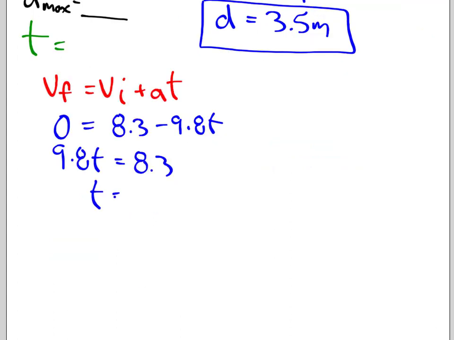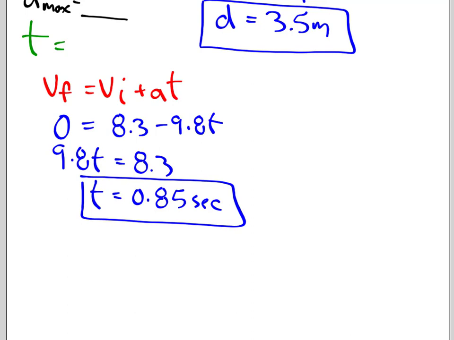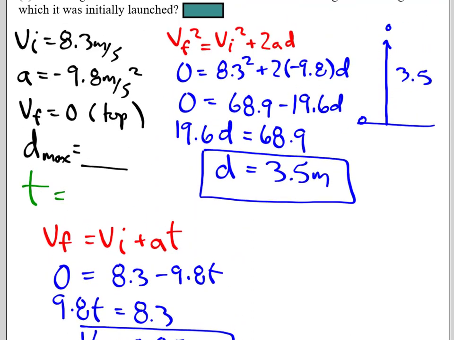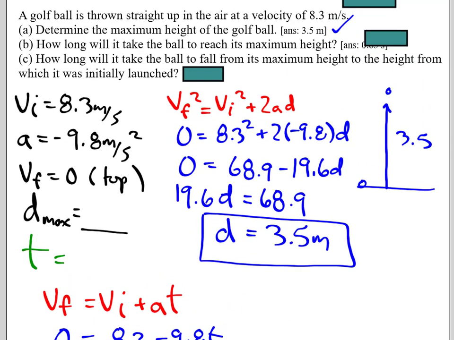And t, if I divide both sides by 9.8, 0.85. I'm going to carry 2 decimal places just for this one. So it takes less than a second to get to its maximum height. Okay, so let's go up here. There's 0.85. So we're 2 for 2. And then lastly, how long will it take the ball to fall from its maximum height to the height from which it was initially launched?